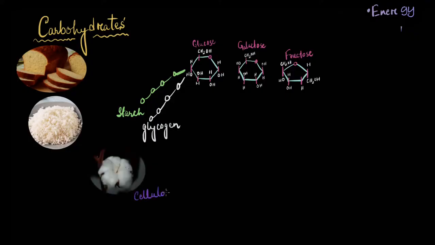Here is a cotton plant, and cotton is made of cellulose, which is again a carbohydrate. Now here, cellulose is not providing energy. Instead, it is providing structure to the plant, right? So what can we derive from here? Carbohydrates not only provide energy, but also structure in case of plants.